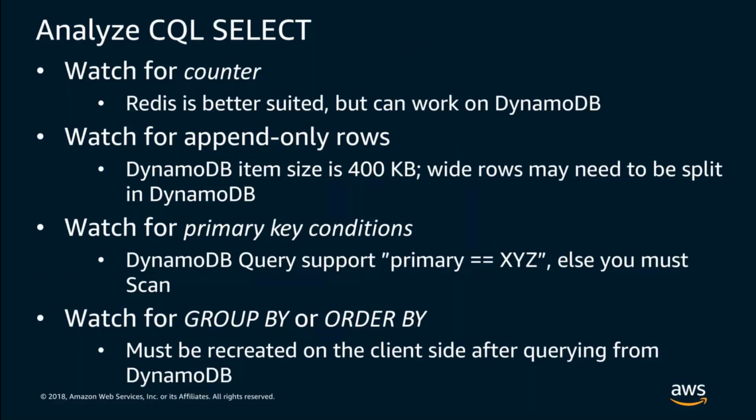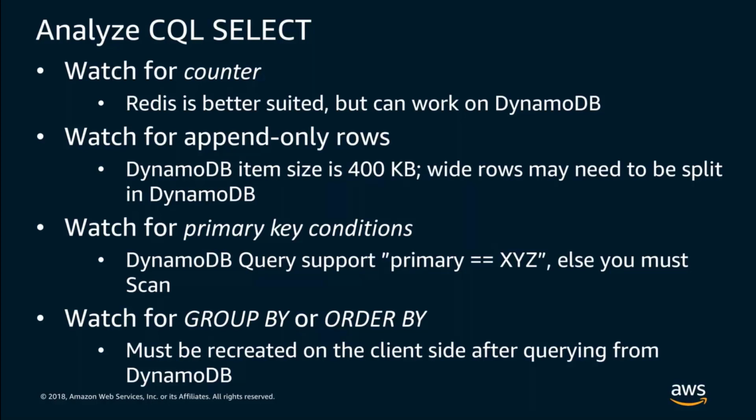These aren't warning signs, but they're important things that you want to know when you're reviewing your queries on the table. If you're using the counter data type in Cassandra, note that Redis is usually better suited for rapid counting. We're talking hundreds of thousands of reads per second, certainly tens of thousands of writes per second. You can do this on DynamoDB if you want to use the counter data type. We'll talk more about that later.